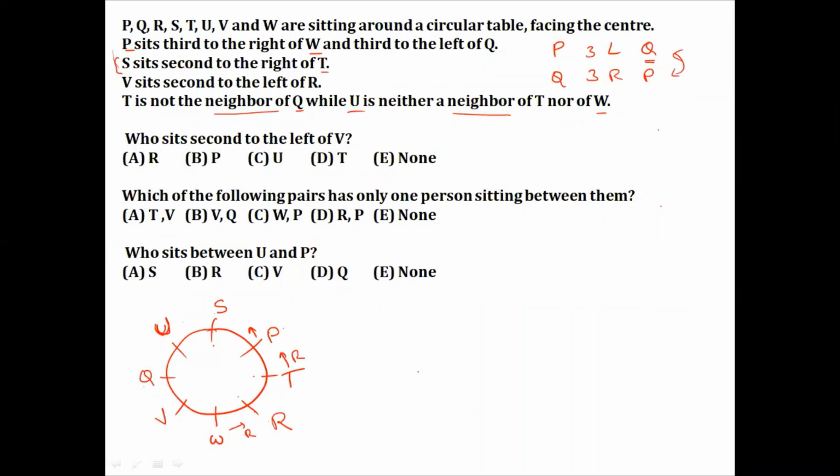First question says, who sits second to the left of V? Second to the left will be U. So the answer is C.